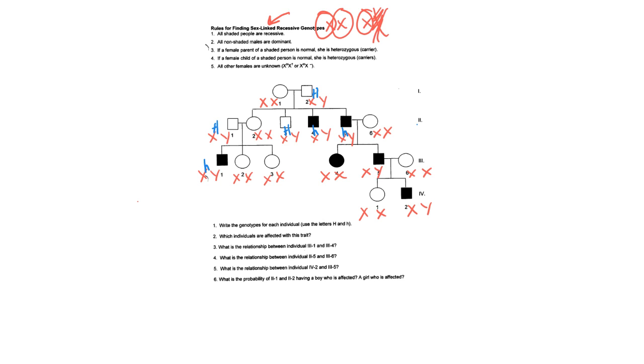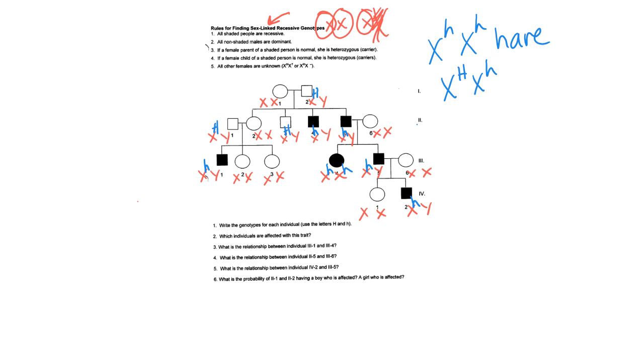In 3, 5, that male expresses the trait, so he has to have the recessive allele. Same with his son in generation 4, individual number 2. So now we go back and look at the females. If we have a shaded female, we know that she has to be homozygous recessive. Remember, that female is going to have the trait, right? They're going to express it.